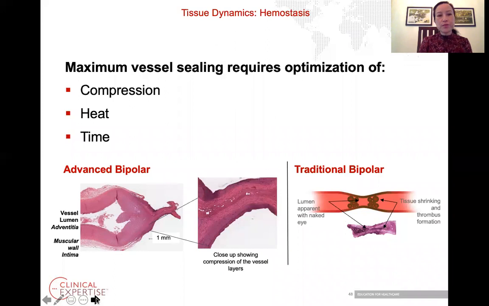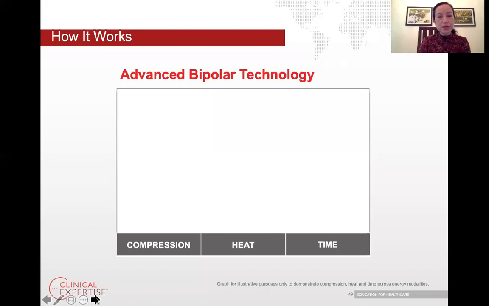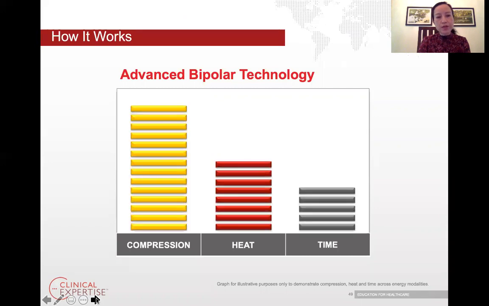The combination of better compression, heat, and time management means that advanced bipolar systems are able to effect better vessel sealing in comparison with traditional systems, as seen in these histological specimens. The advantages of advanced compared to traditional bipolar are summarized in this graphic, which shows significantly increased compression, less heat generation, with no increase in time required.